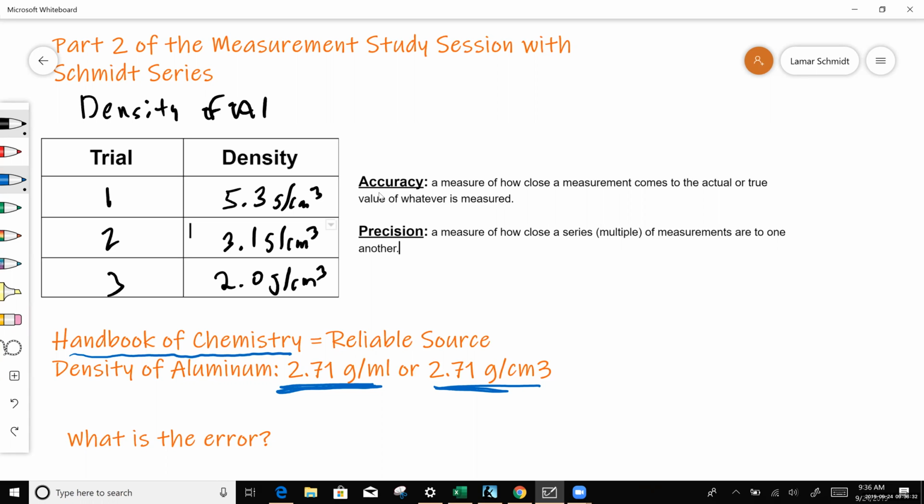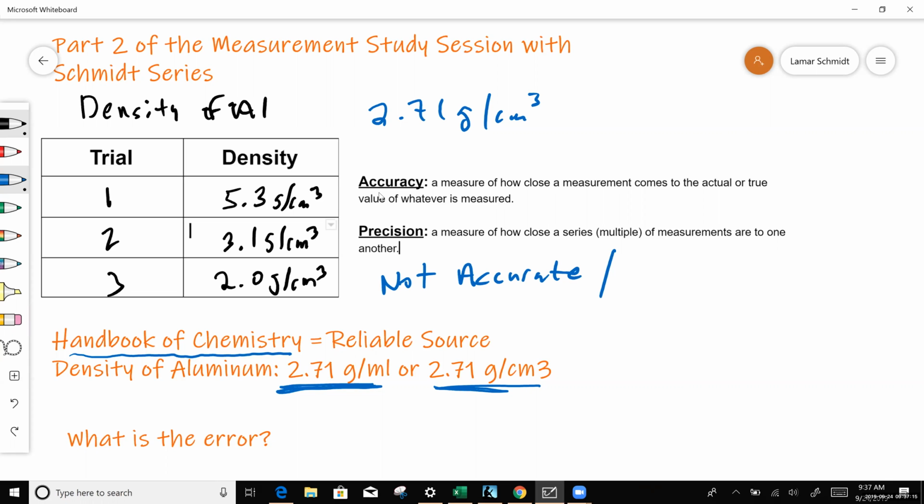So let's look at accuracy. Accuracy is a measure of how close the measurement comes to the true value. If the true value is 2.71 grams per cubic centimeter, are any of these values close to 2.71? 3.1? Okay, you can say that's close. Actually, 3.1 is closer than the 2.0. But none of them are really close to 2.71, are they? So we would say it is not accurate, right? In this case, not accurate.